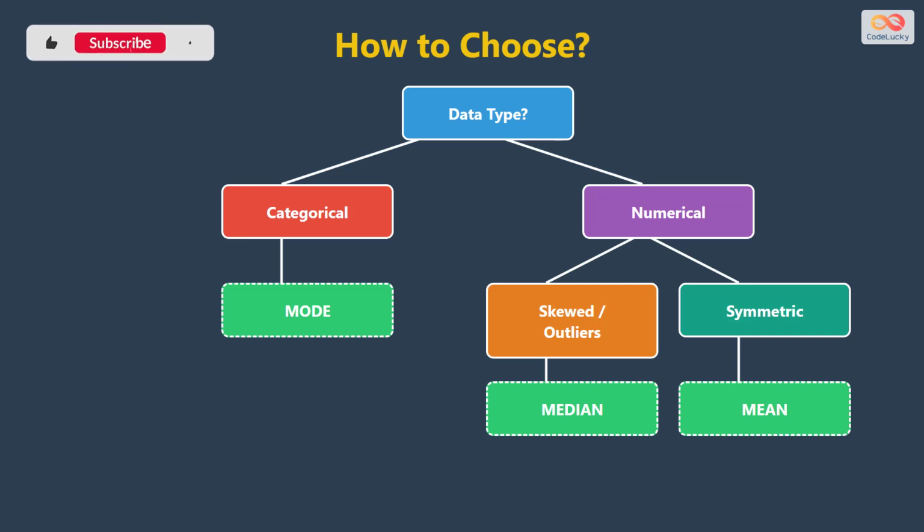So here is your decision roadmap. Start by asking, is the data categorical? If yes, use mode. If no, is the numerical data skewed or does it have outliers? If yes, use median. If the data is symmetric and clean, use the mean. It is that simple.